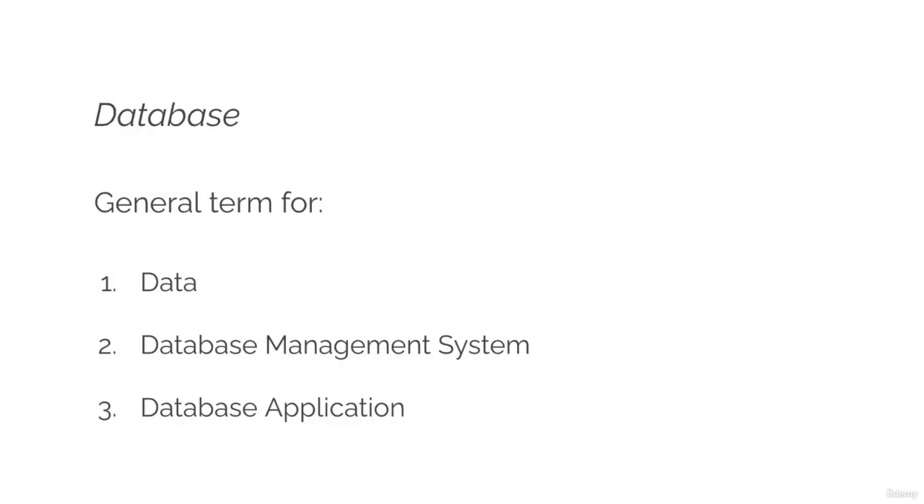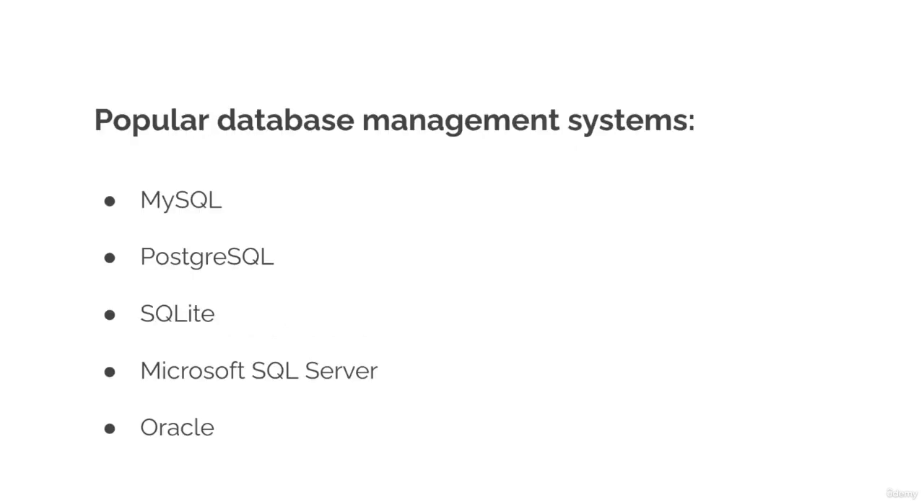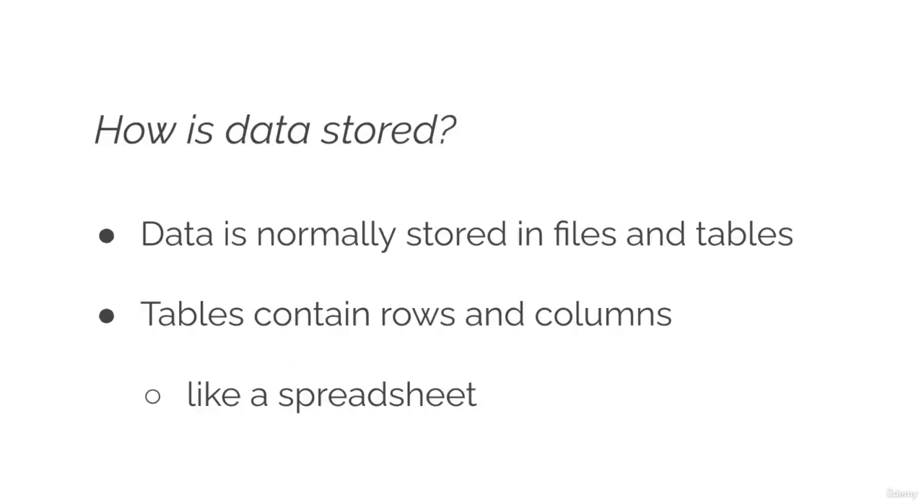A database is typically used as a general term to describe 3 things: the data being stored, the database management system, or how you manage the data, and the database application. The database management system is a piece of software that allows you to model your data and to interact with it. Popular database management systems are MySQL, PostgreSQL, SQLite, Microsoft SQL Server, and Oracle. There are many other database management systems as well.